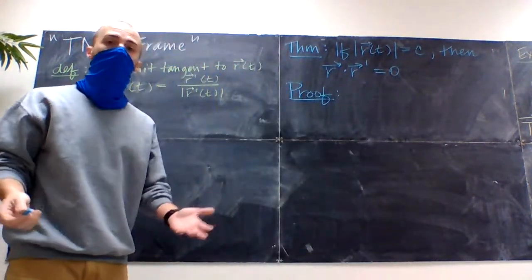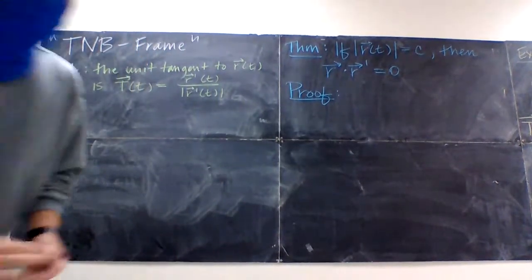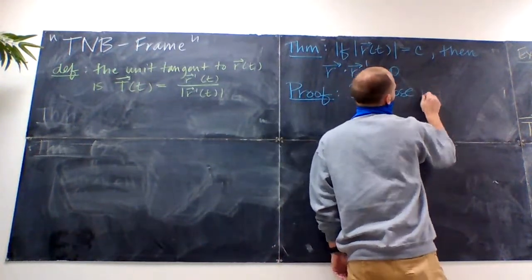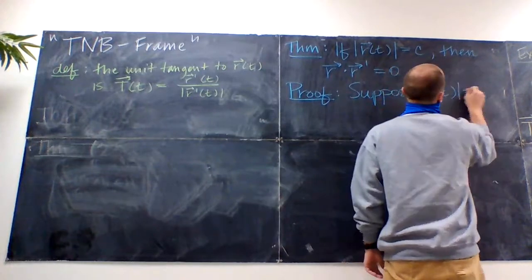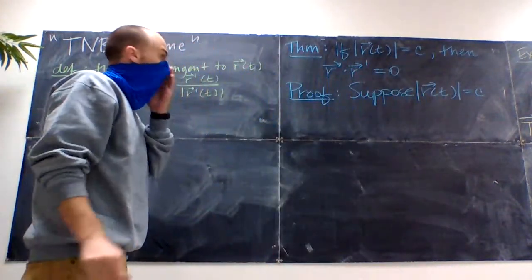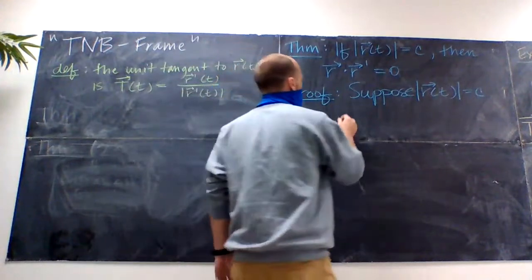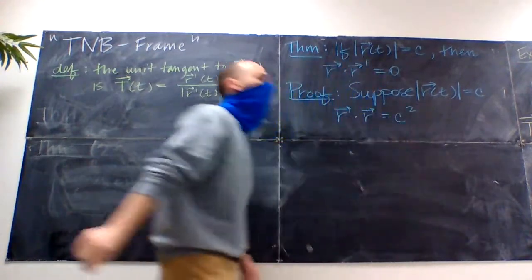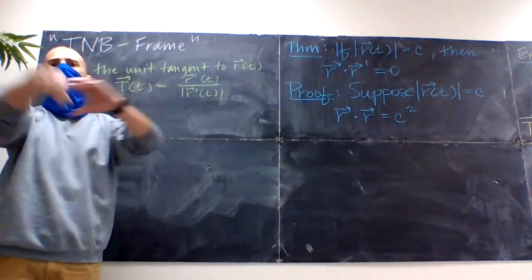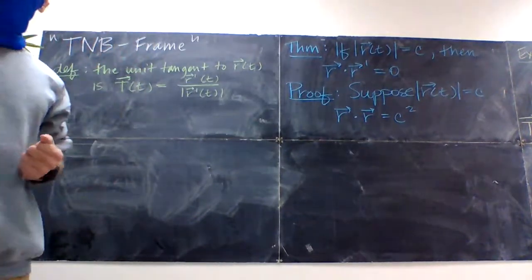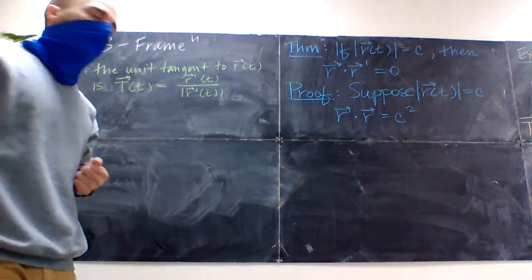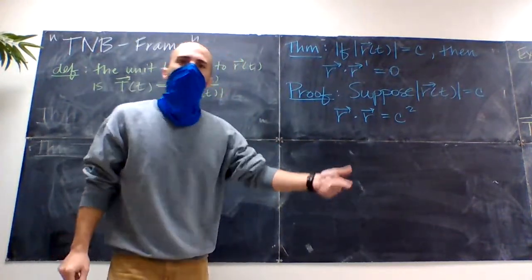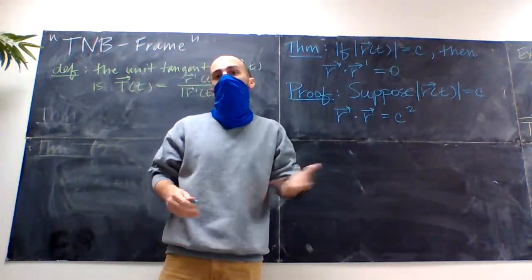Okay, I'm going to suppose that r of t has a constant length for every t. Then it will be the case that r dotted with r is equal to C squared. Now I'll let you think about that for a second, especially if you weren't in my linear algebra class. But if you dot a vector with itself, you will necessarily get the square of its length. Because how we get the length is we square each component and then take the square root. And dotting something with itself is just basically squaring each component and not taking the square root.